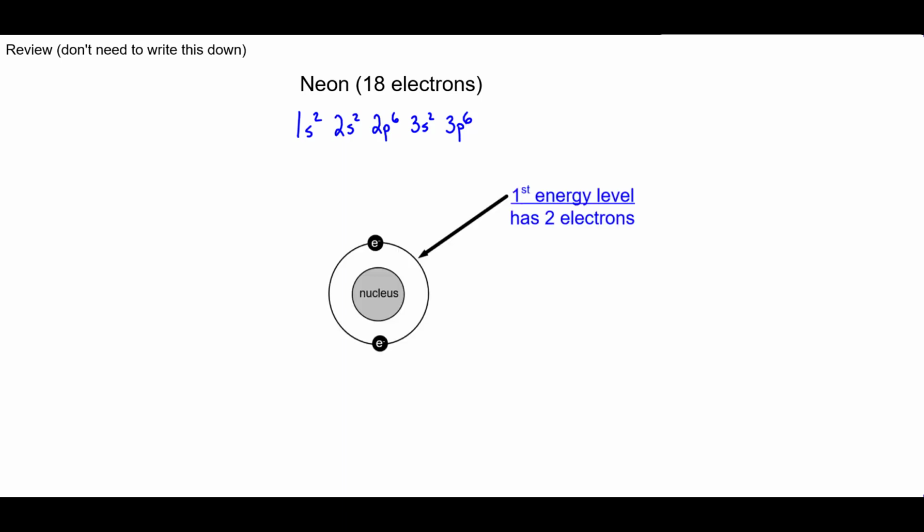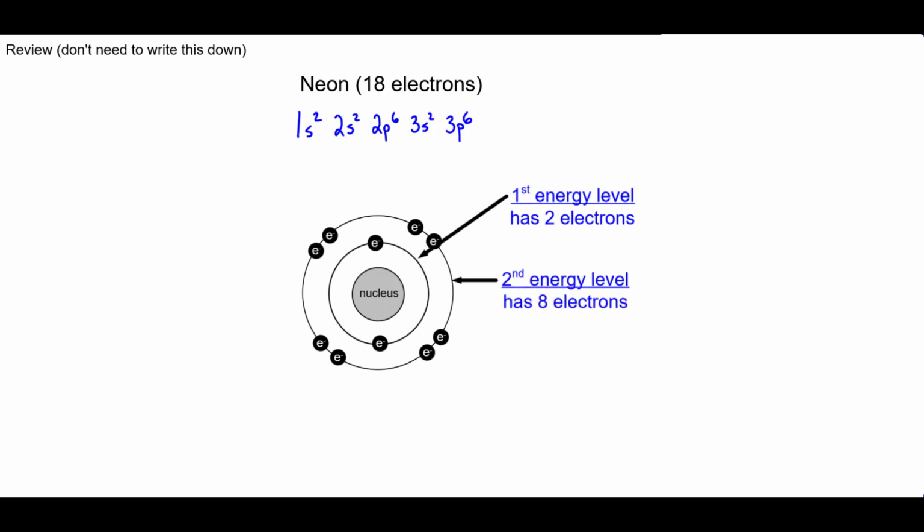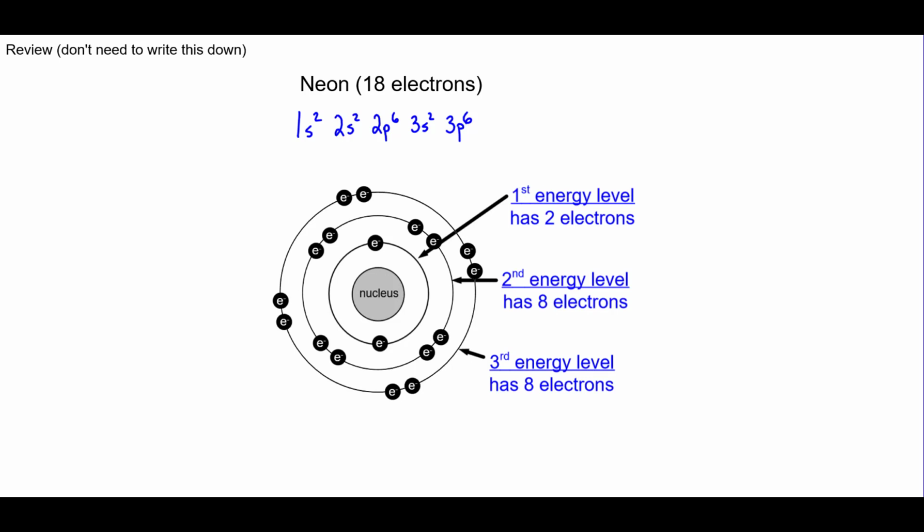Now we learned in a previous unit that the electron cloud is actually quite structured. I mean that the electrons are arranged in specific energy levels and orbitals. Let's take neon for example. It has 18 electrons, and so its electron configuration is 1s2, 2s2, 2p6, 3s2, 3p6. So if I were to draw those electrons into the energy levels, this first energy level has 2 electrons, and the second level has 8 electrons, and the third energy level also has 8 electrons.